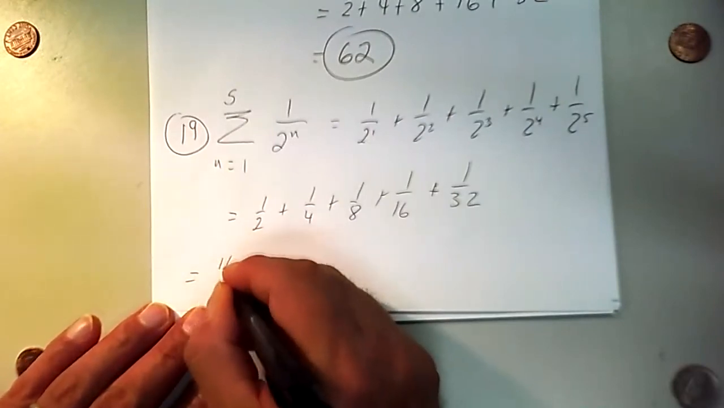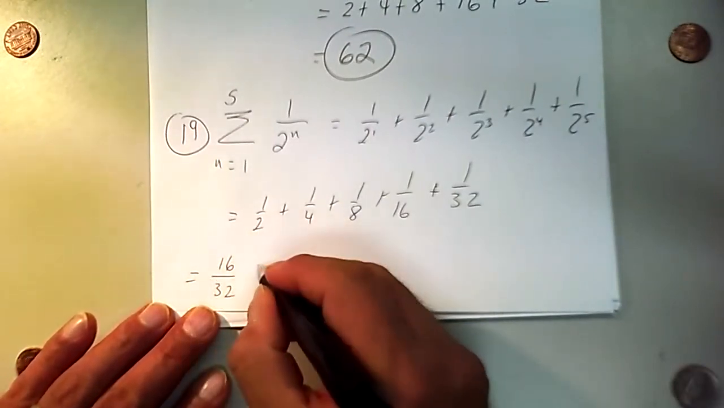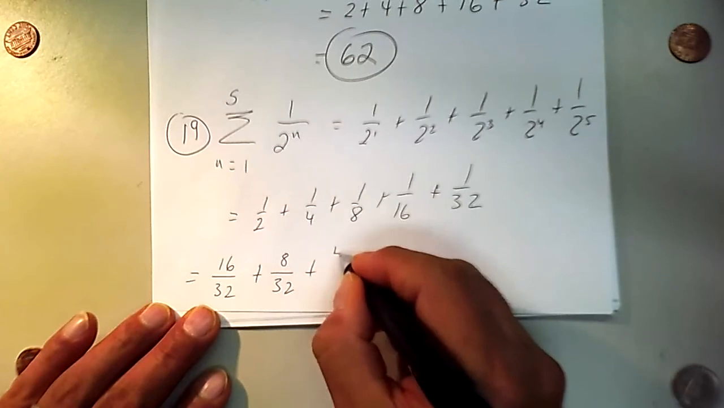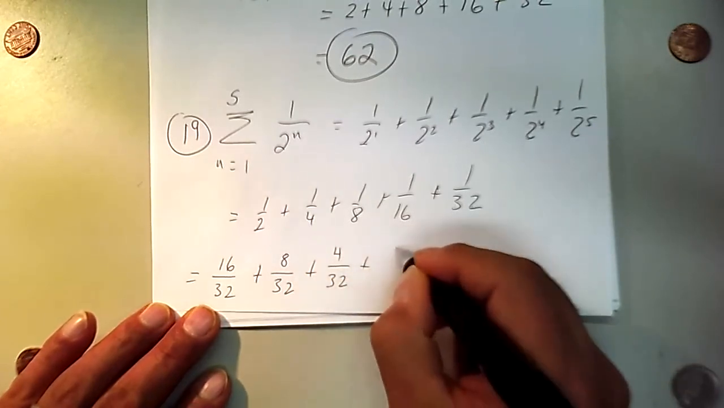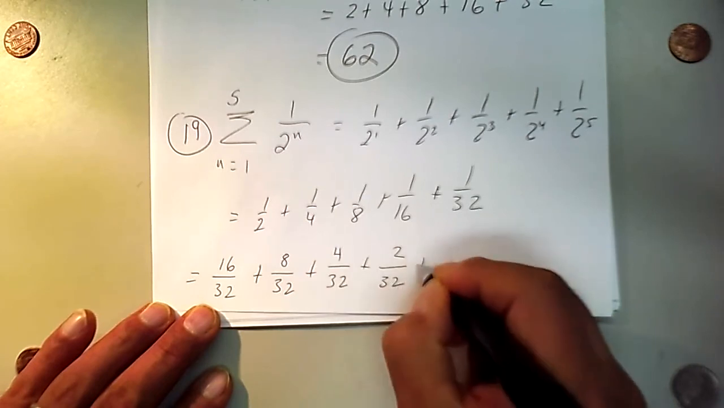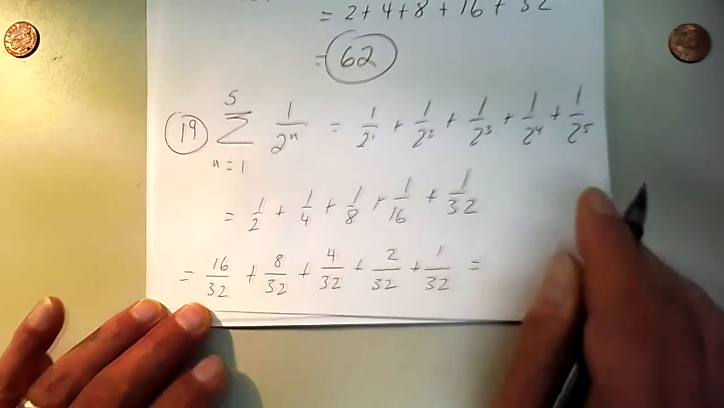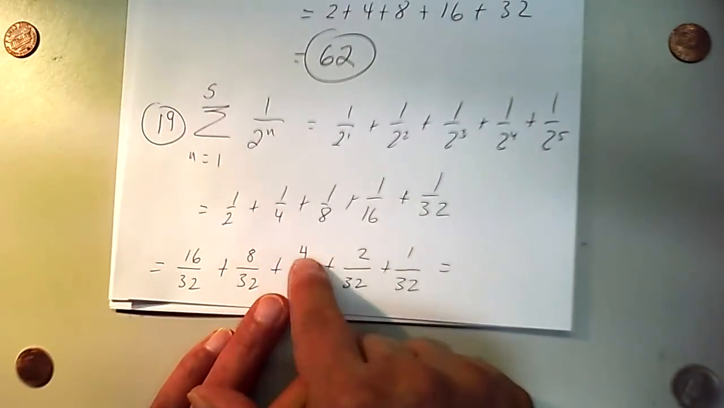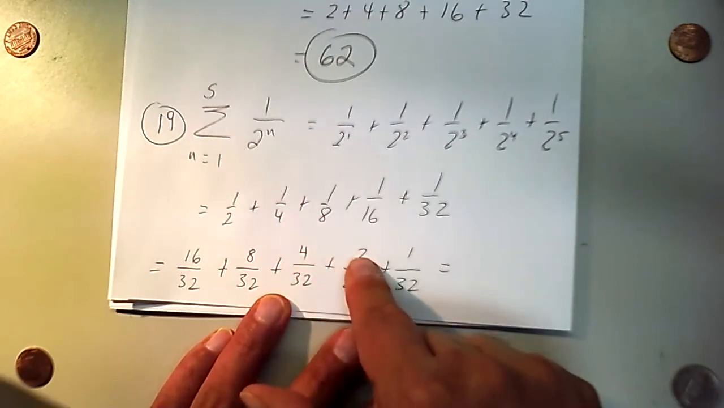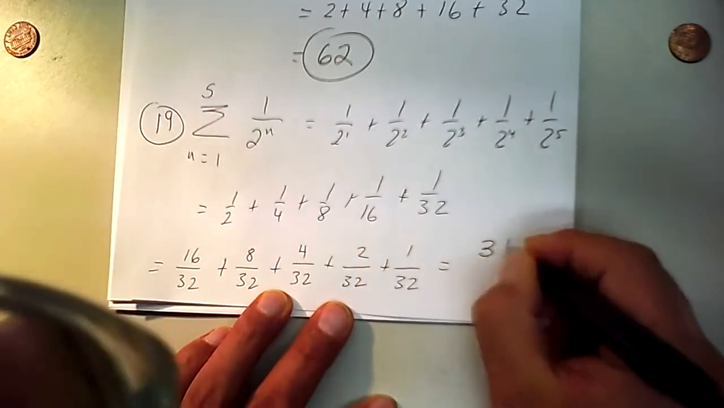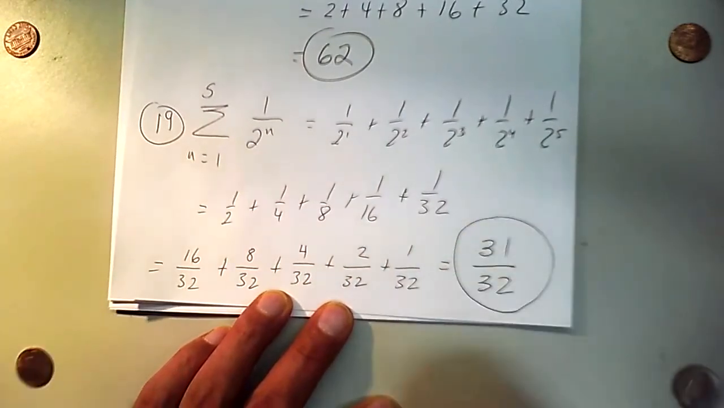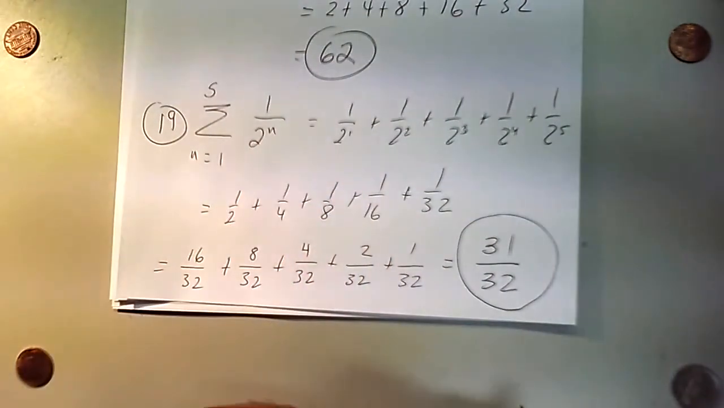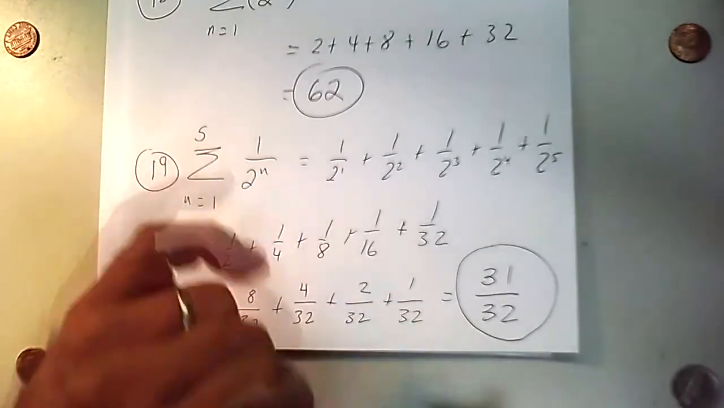So that's going to be 16 over 32. That's the 1/2. Plus 8 over 32 plus 4 over 32 plus 2 over 32 plus 1 over 32. And sure enough, the answer will be 16 and 8 is 24, and 4 is 28, and 2 is 30, 31. 31 over 32. There we have it. That is our sum of 1 over 2 to the n from n equals 1 to 5.